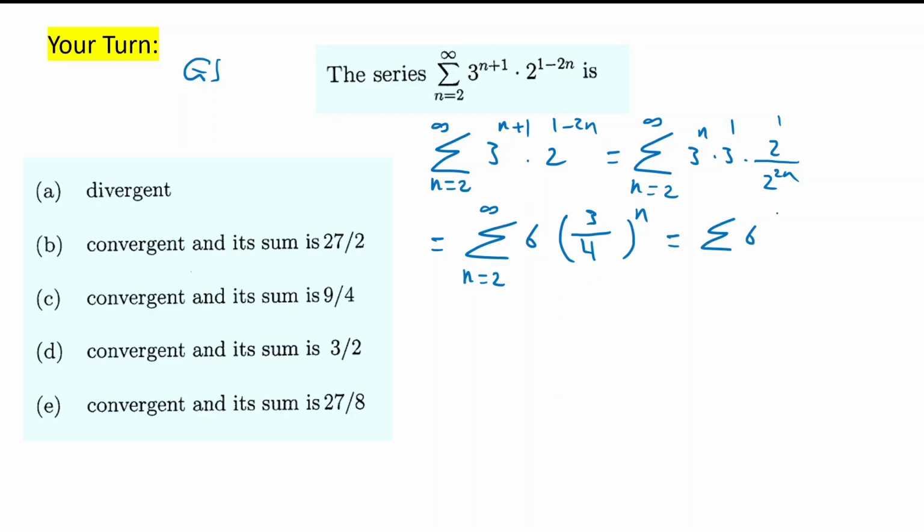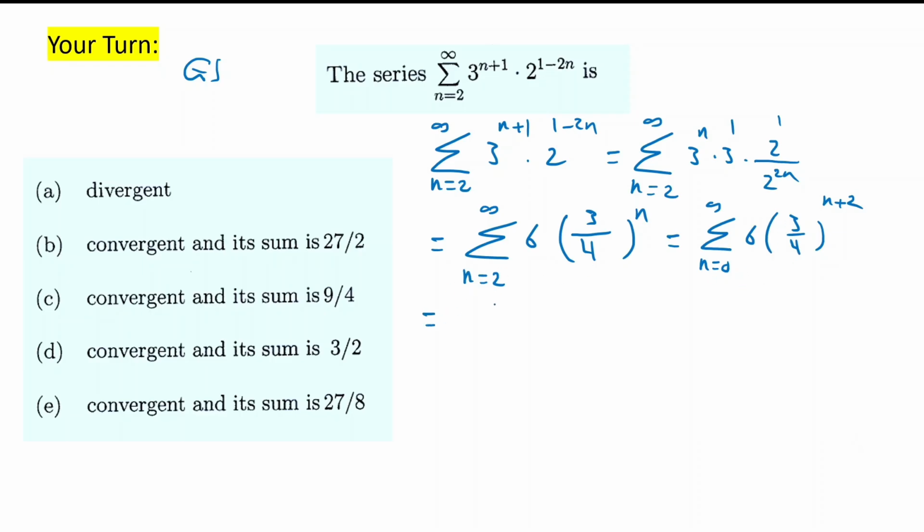Sigma 6, 3 over 4. Now it's n, but I need it to be 0. So from 0 to 2, it's 2 the difference. So I need to add 2 to the power. Okay, this is how I do re-index if I need to. But no need to do the re-index. I know I need to do it directly from here.